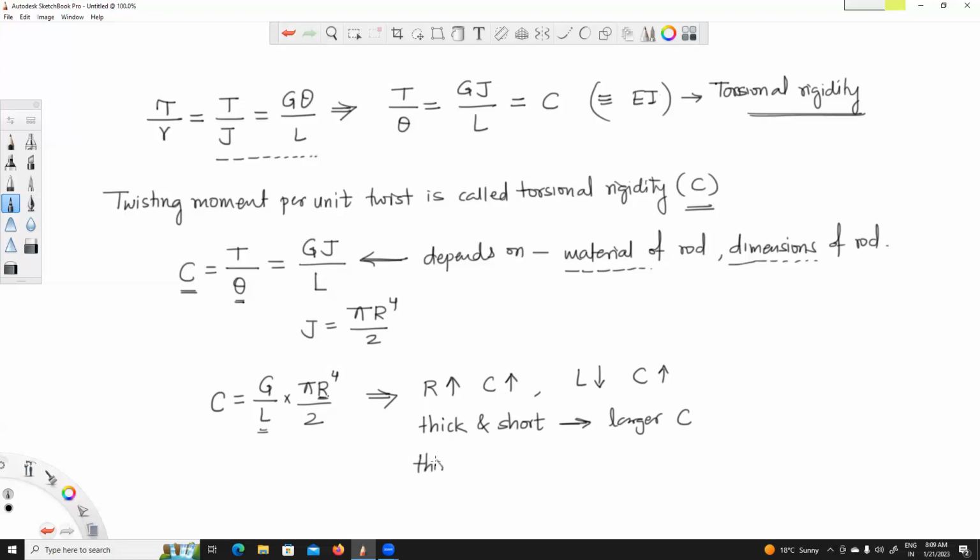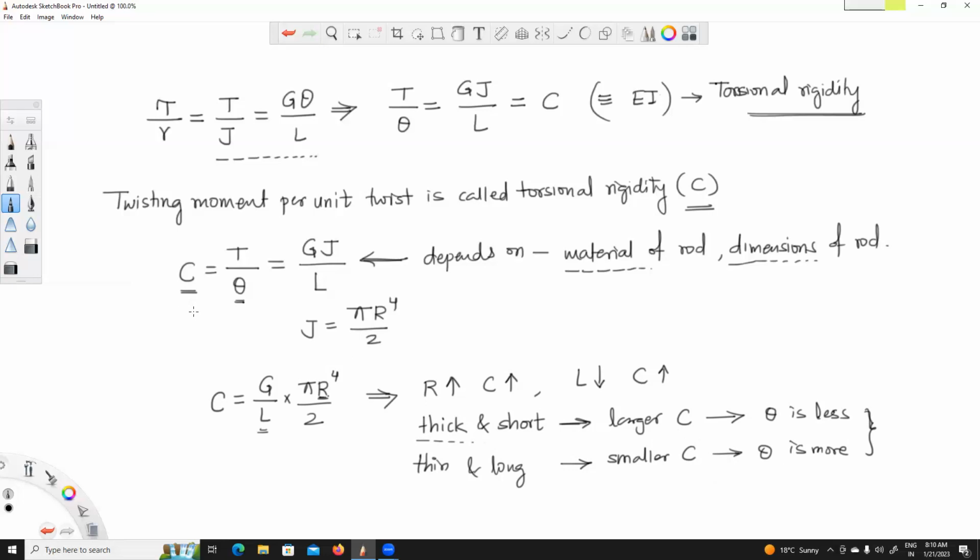and vice versa. If your rod is thin and long, thin means radius is less and long means length is more, then your torsional rigidity would be less. With larger torsional rigidity, theta is less. And if you have small torsional rigidity, then theta is more. So based on this, depending on the application, you can choose wisely the dimensions of your rod. So this is about torsional rigidity of the rod.